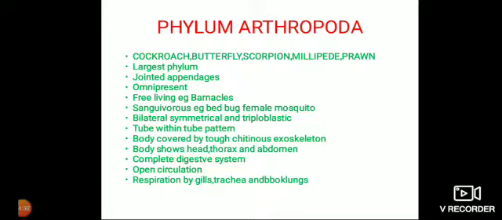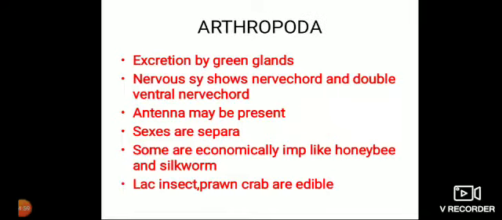Now respiration. What is respiration? It means exchange of gases. It is by gills, trachea or book lungs. Over the body, holes or spiracles are present. The air enters the spiracles and the gases or oxygen are transported through the trachea present in the body. Then excretion, meaning waste material, is thrown out by the green glands. Just like we have kidneys, the green glands are the organs of excretion in arthropods. Nervous system is simple type, showing a double nerve cord and nerve ring.